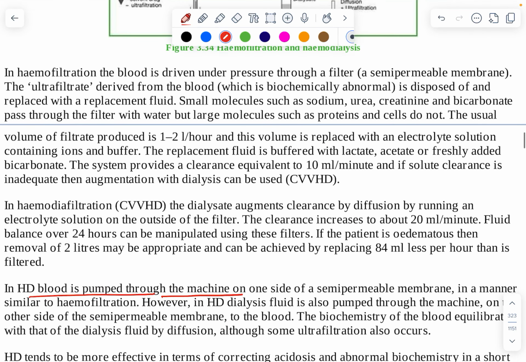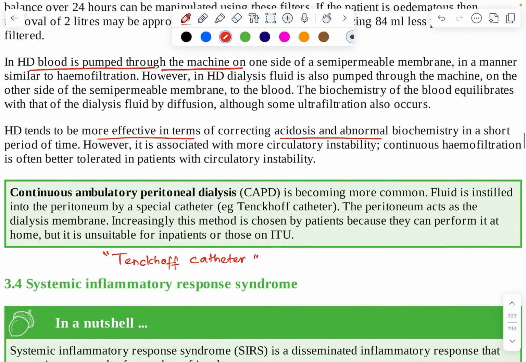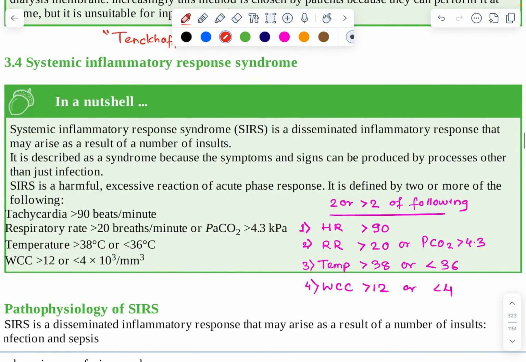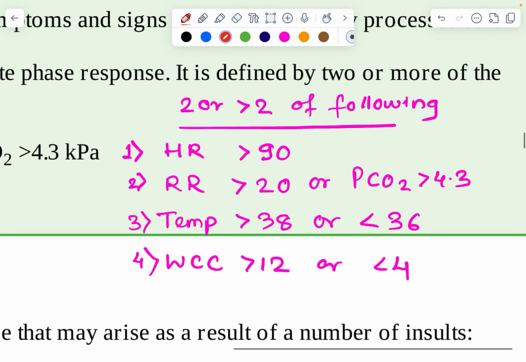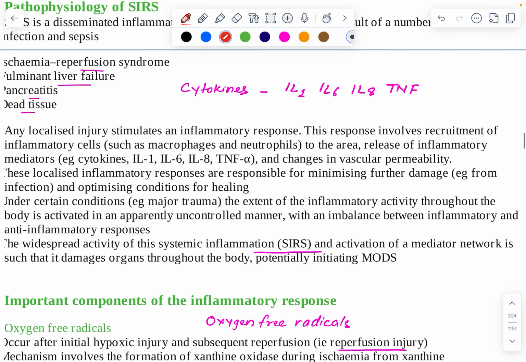These are the different methods: hemofiltration, dilution. Systemic inflammatory response syndrome requires two or more factors. Just remember: heart rate more than 90, respiratory rate more than 20, or PCO2. Temperature more than 38 or less than 36, and WBC count more than 12 or less than 4.